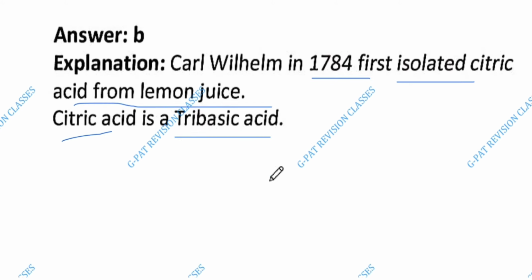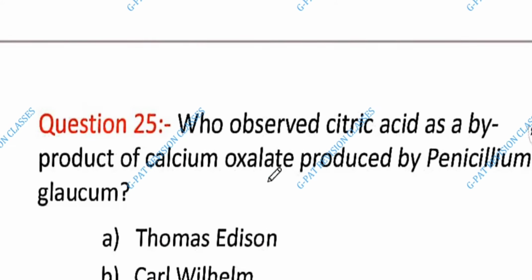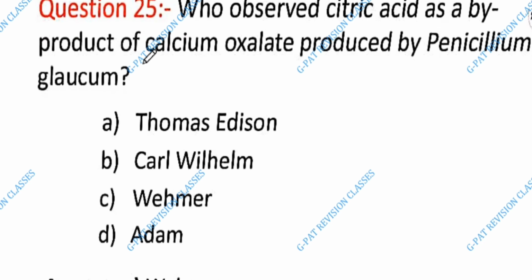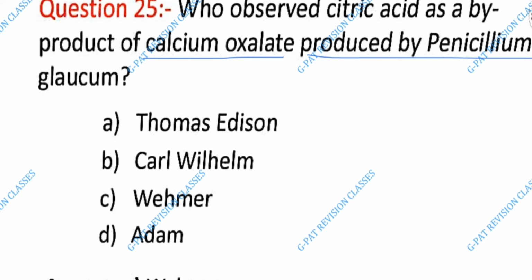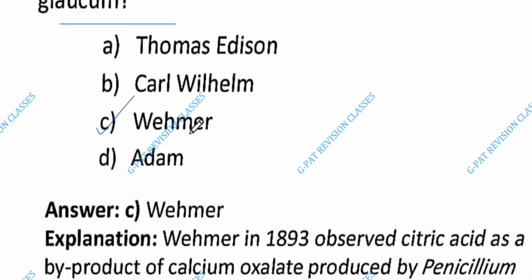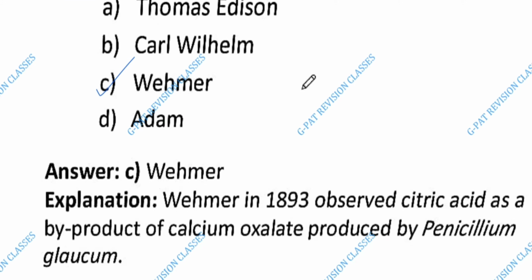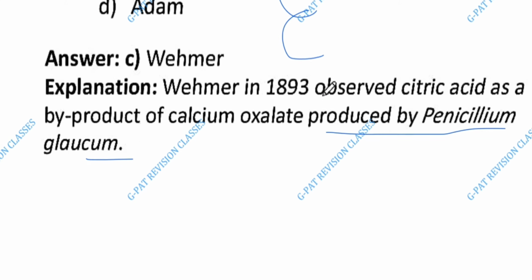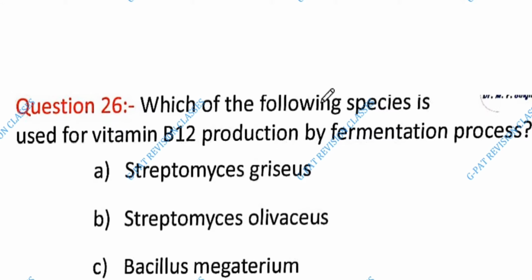Citric acid is a tribasic acid. Okay. Next is question number 25. Who observed citric acid as a byproduct of calcium oxalate produced by Penicillium glaucum? The answer is C. Wehmer. Explanation: Wehmer in 1893 observed citric acid as a byproduct of calcium oxalate produced by Penicillium glaucum. The answer is C.